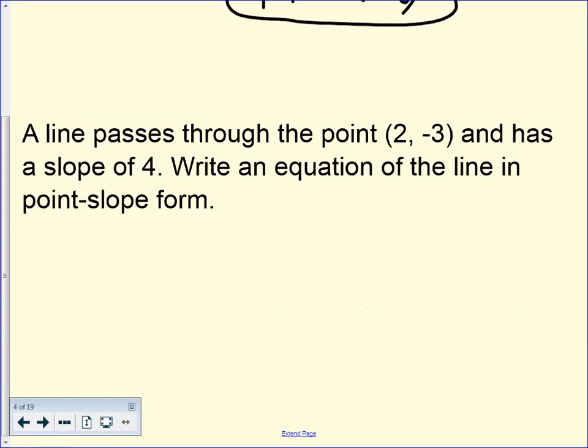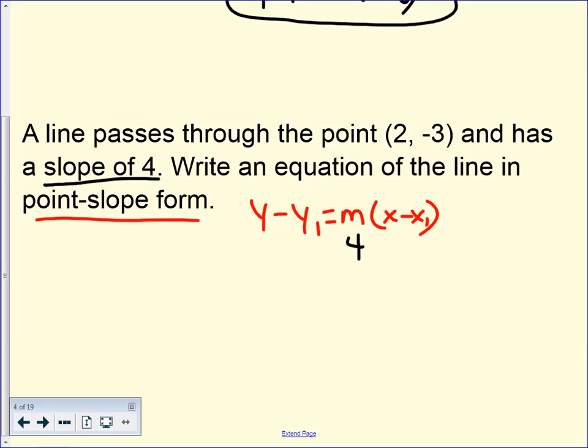All right, on the next one, a line passes through the point 2, -3, and has a slope of 4. Write an equation in point slope form. So y minus y1 equals m times x minus x1. My slope is 4, so I'm going to put that in for m. My point is 2 and -3. So 2 is my x1. It was positive, so it's going to be negative in my equation. -3 goes in. It was negative, so it's going to turn positive in my equation. y plus 3 equals 4 times x minus 2.